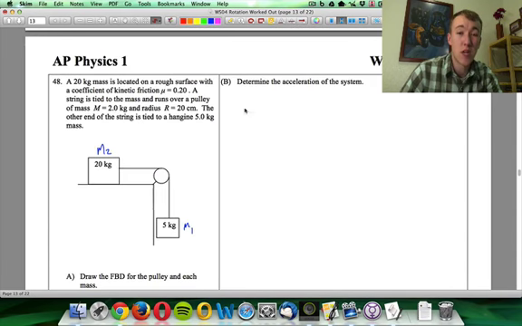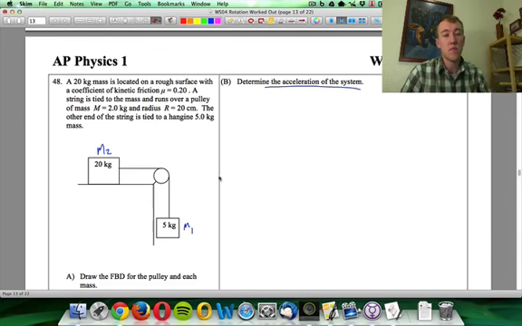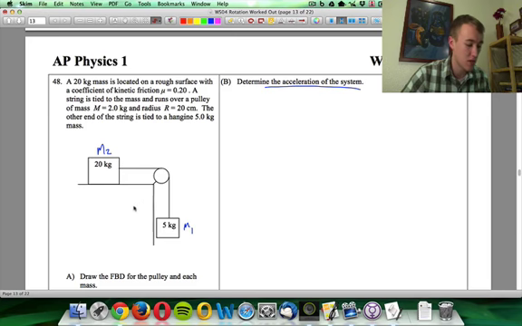Big question, here it comes. Determine the acceleration for the system. Same strategy as last time. You're overwhelmed already, but same strategy. Sum of the torques on the pulley, then we're going to look at the net force on each of the masses. So let's start out with the sum of those torques.